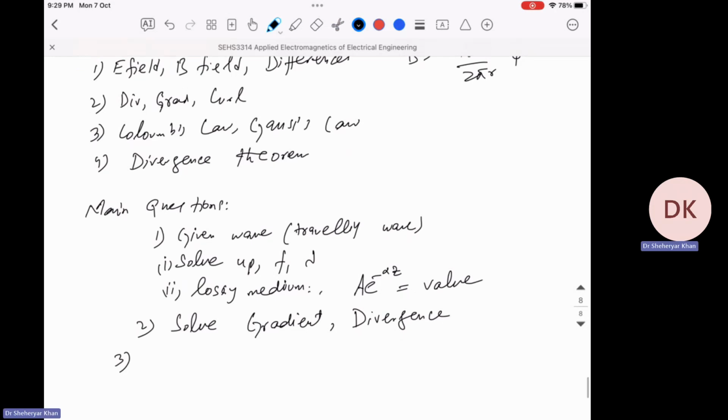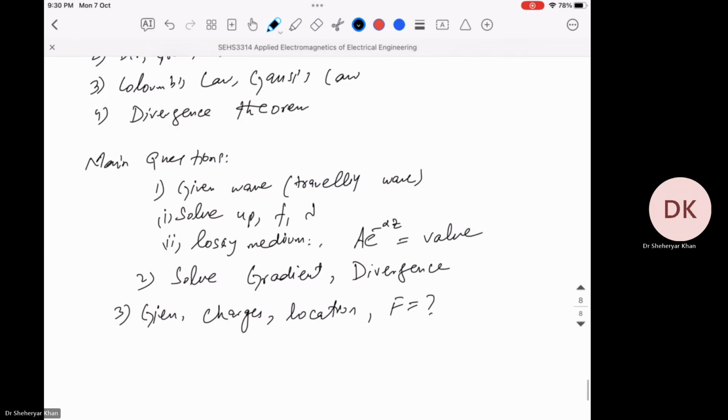Then you should know that if you are given charges and locations, I mean the points, then how to find out the force. Similarly, given charges and locations, how to find out the electric field. So you should follow the lecture notes tutorial. You will find two questions we solved yesterday, in the previous lecture.